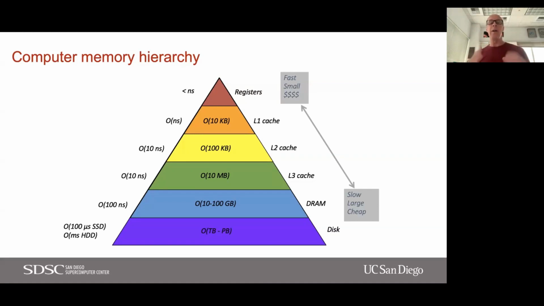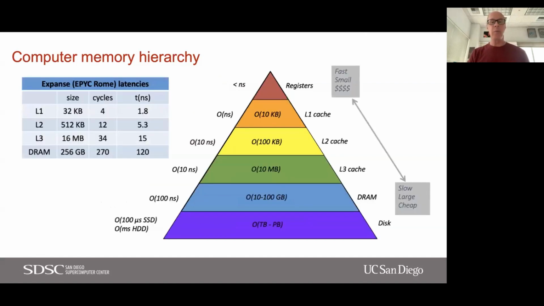We then have L1 cache, which is on the order of tens of kilobytes, which is on chip. So this is done in silicon. You could think of this as being a place very, very close to the CPU for storing data. We then have an L2 cache, which is on the order of hundreds of kilobytes, and an L3 cache, which is tens of megabytes. And on some processors, it's actually getting up to around a gigabyte. But that's going to be shared across multiple cores. And then finally, further down the hierarchy, we have DRAM and disk.